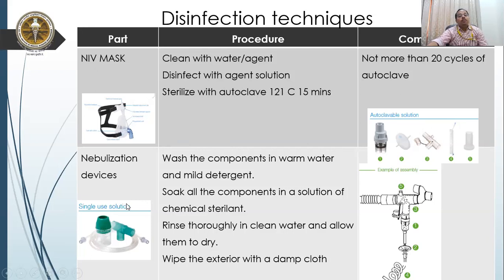Now we'll talk about some nebulization devices. There are two kinds of nebulization devices I am showing you here. One on the left is a disposable one, on the right a reusable one. The disposable ones are better if your patients are infected, because after use you need to just throw them out. But if you are using the reusable ones, then remove them, disassemble all the components, wash them with water, then put it in a chemical disinfectant. After a stipulated time, you rinse them out with water and wipe them with a damp cloth and use them.